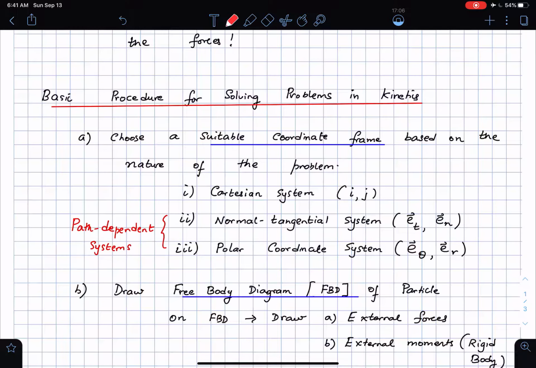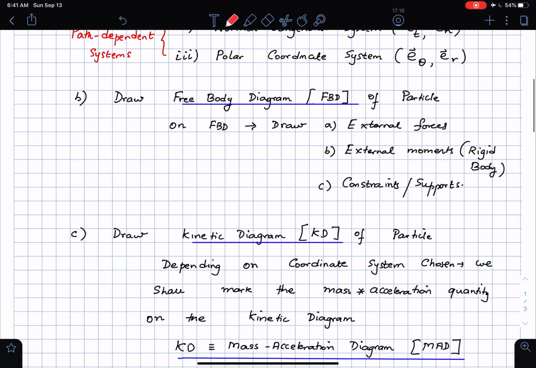The Cartesian one is path independent, as you know from basic kinematics. Then you draw the free body diagram where you mark the forces and the moments and the constraints and so on. Constraints meaning, for example, the tension of a cable, tension or normal force, etc. These are typically the constraints, or the supports.